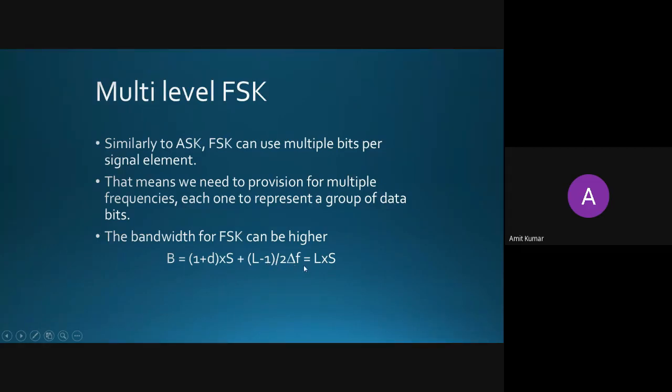Now 2 delta F is very small as compared to L minus 1 and other things. So we simplify this term to L multiplied by S, because D is between 0 and 1, so it will always be less than 1. So the effect of D and 2 delta F becomes less, and the number of levels L will be dominant over those things. If it is dominant, you can simplify that equation and represent it using L multiplied by S.